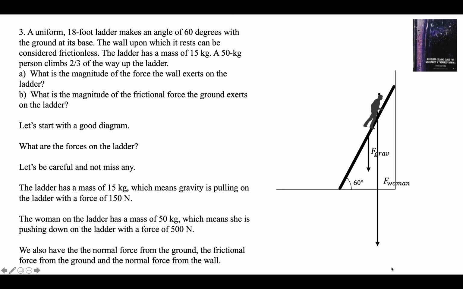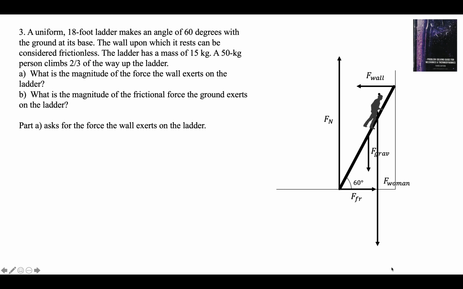We also have the normal force from the ground, the frictional force from the ground, and the force from the wall. The wall is frictionless, so it can only push directly out, perpendicular. Those are the forces. Part A asks for the force on the ladder from the wall.